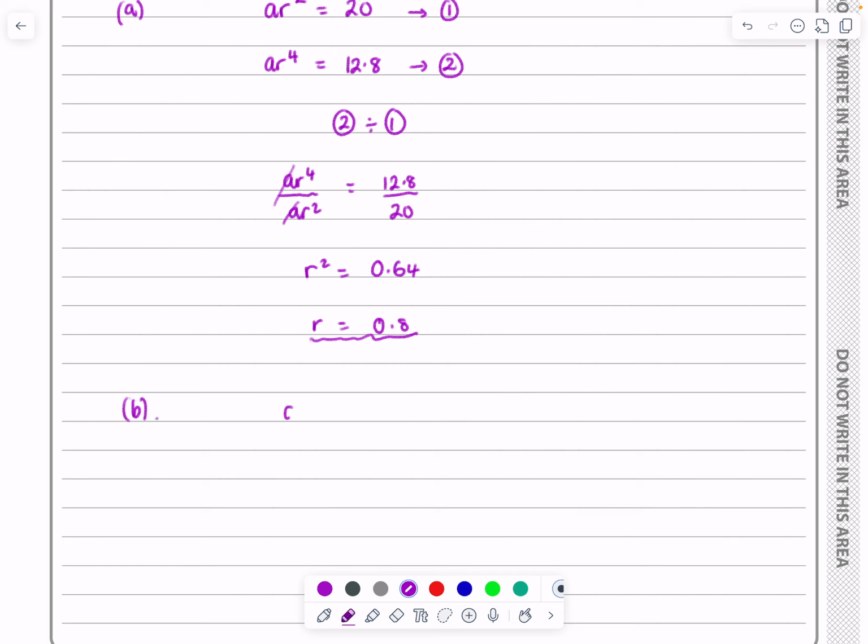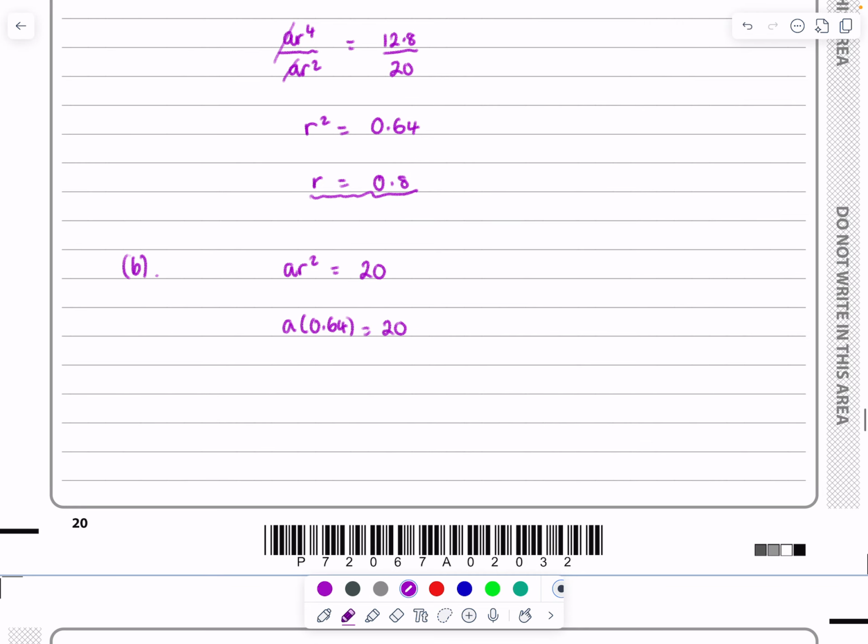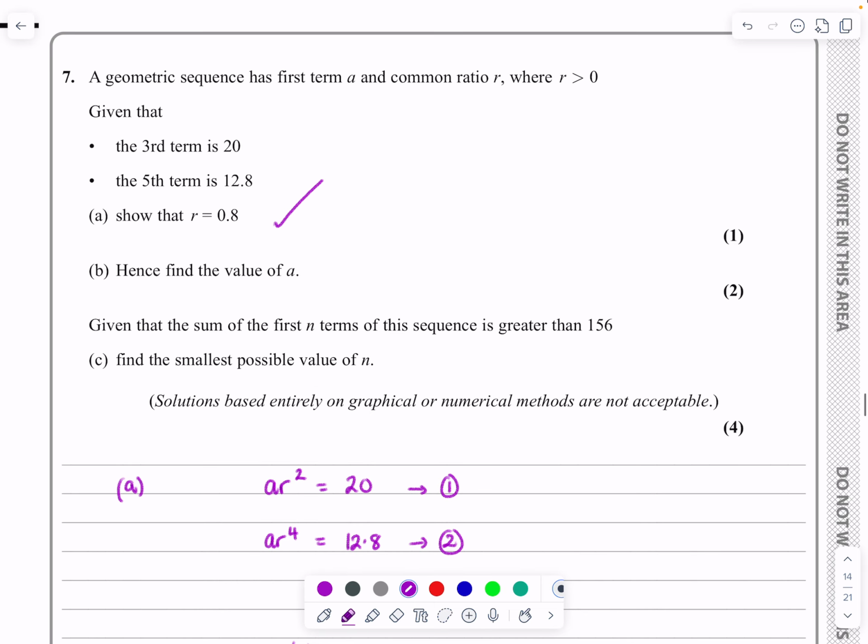Well, remember we know AR squared is equal to 20. So if that's true, A times R squared, 0.64, is equal to 20. So A is just 20 divided by 0.64, and that works out to be 31.25. So we've done part A and part B there. Then what does it say?